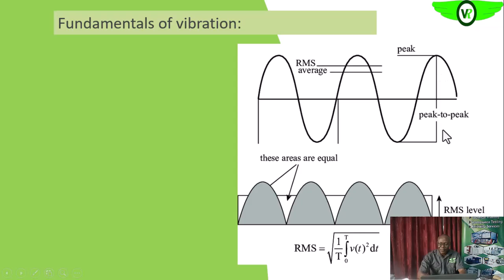So then the next is the peak to peak. Remember, in any wave we have the negative peak and the positive peak, which is the crest and the trough. The distance between the trough, that is the negative peak, and the crest, the positive peak, becomes the peak to peak. Are we getting it? So this shows the formula for the calculation of the root mean square value.